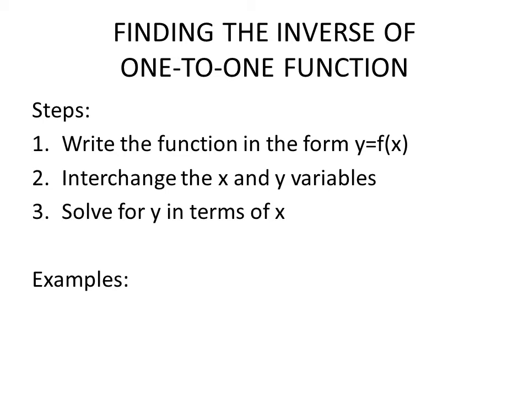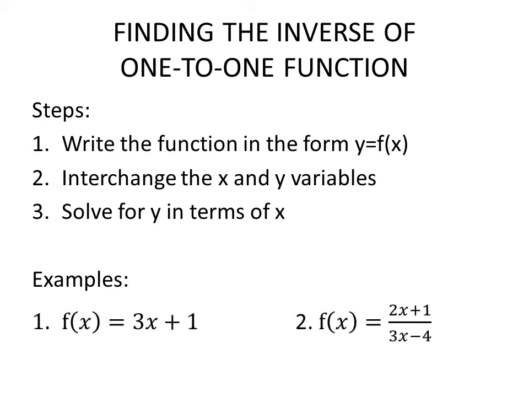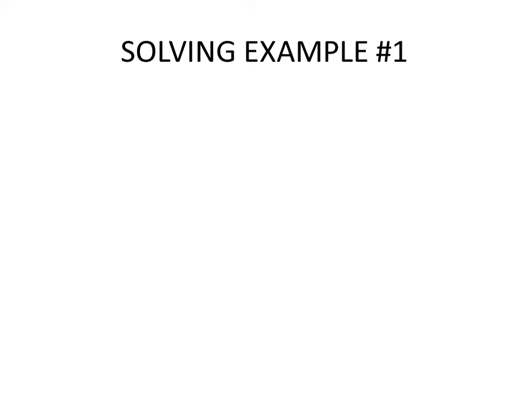Let's take a look at these examples. Example number 1, function of x is equals to 3x plus 1. While example number 2 is a function of x is equals to 2x plus 1 over 3x minus 4. Quite quickly, we can tell that example number 1 is a linear function, while example number 2 is a rational function. Let us solve example number 1.